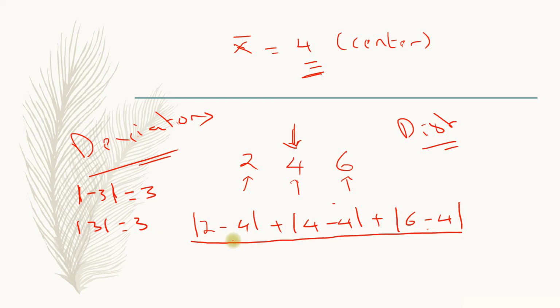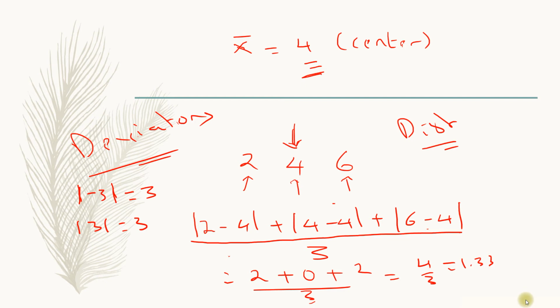So if you look at this example here, you will have minus 2, which will be divided by 3, obviously, because you want only one measure. So you will have modulus of minus 2, which is 2, plus 0, plus 2, because it's already 2 itself, and divide by 3. So this is what you get, 4 divided by 3. That is 1 1/3, 1.33. So that is how you will compute the mean absolute deviation.